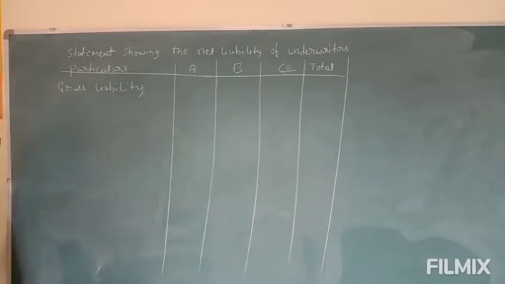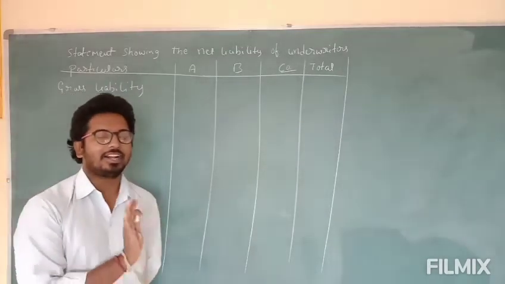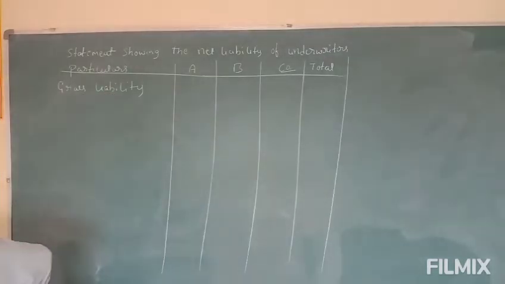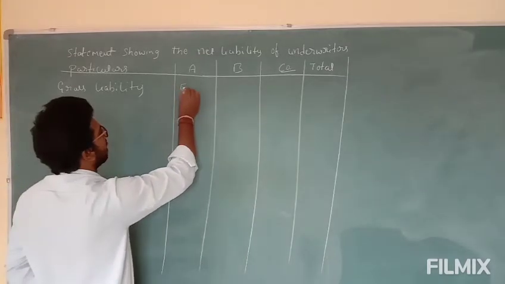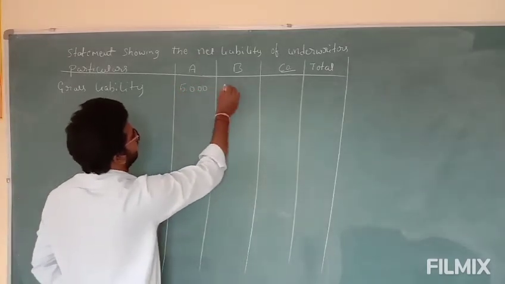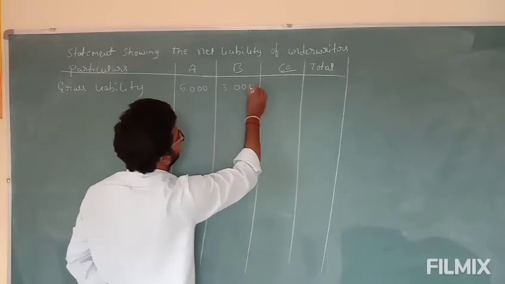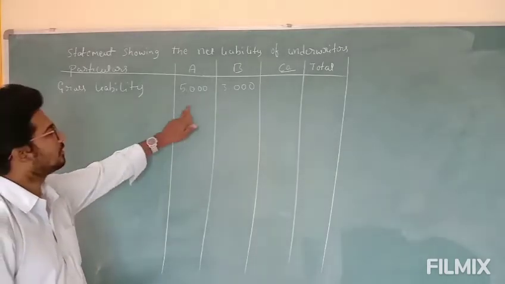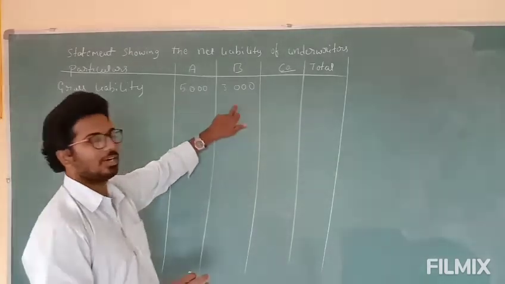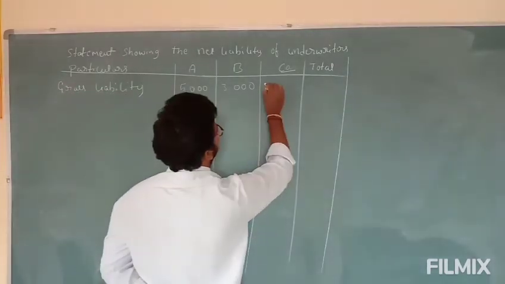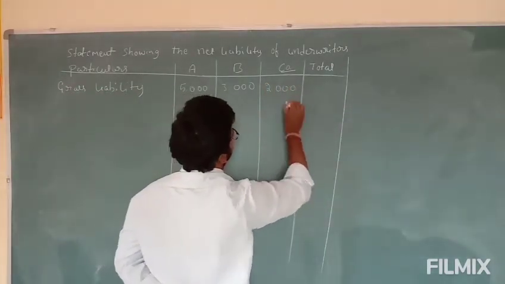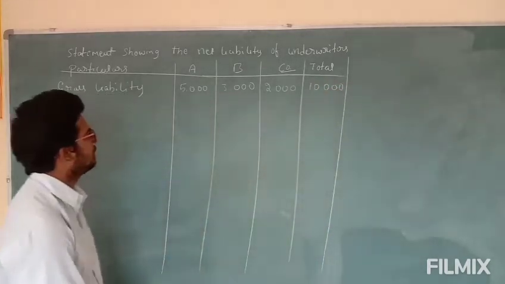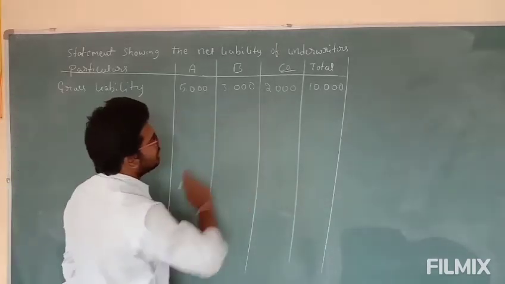The shares allotted to the underwriters, that we call gross liability. So for A, how many shares allotted? 5,000 shares. B 3,000 shares. The question has given this directly: the number of shares allotted to A and B. So the overall number of shares is 10,000. In that, A 5,000, B 3,000, and how much remains? 2,000. That goes to the company. So total 10,000. This is what we call the gross liability of A, B and the company.